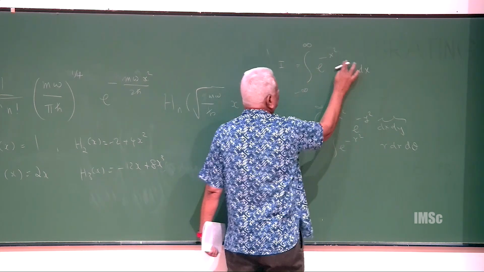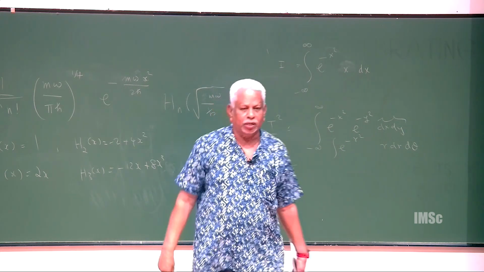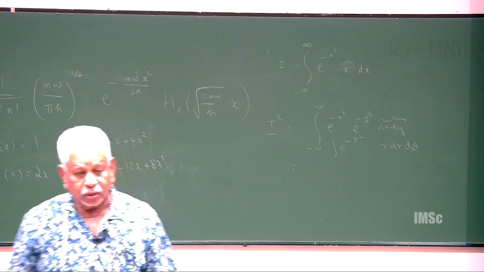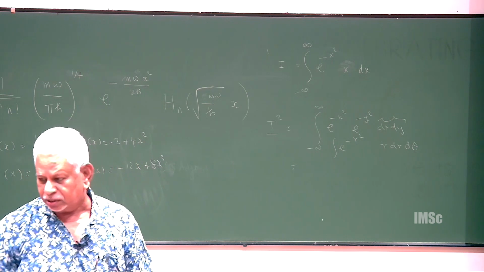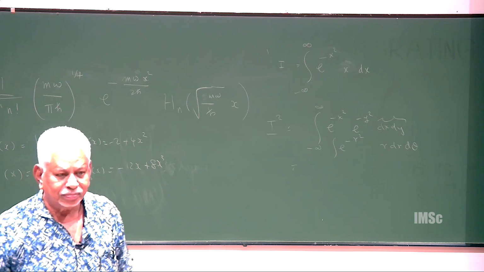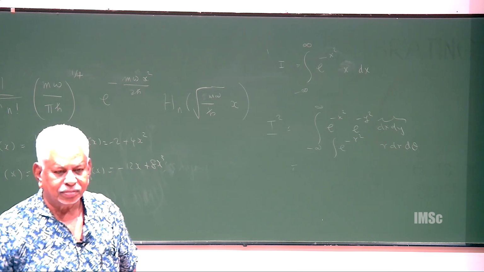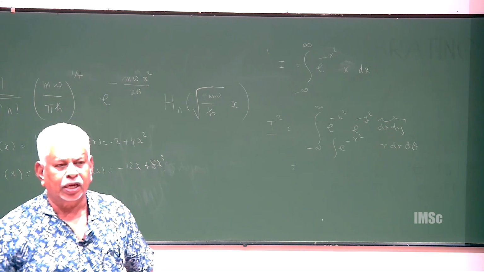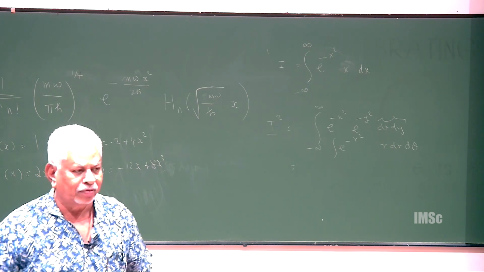Well, if I ask you to work out this quantity, e power minus x square x dx, what is the answer? No, e power minus x square x dx, from minus infinity to plus infinity. Anyone? He says it is 0. Anyone who is not agreeing or disagreeing, or has a different value?